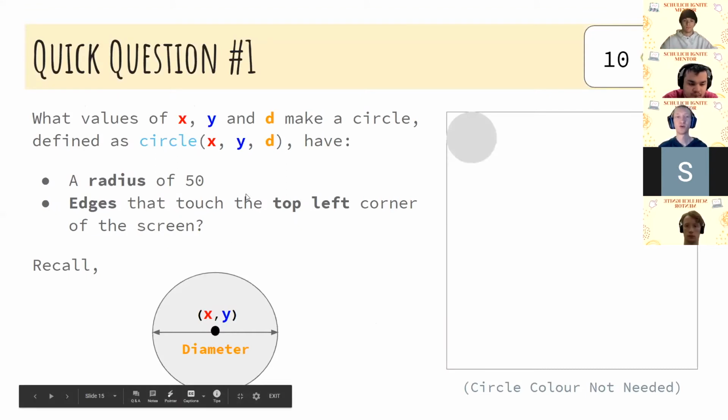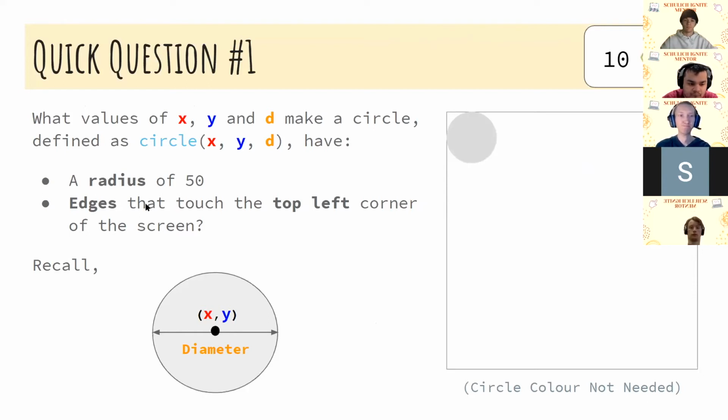All right, so now we've gone to our first quick question. A poll is going to come up in just a moment. And we're wondering what values of x and y and d are going to make a circle with a radius of 50, and we want the edges of it to be touching the top left-hand corner, as you can see on the picture on the right here. And there are 10 ignite points available here if you do get this question correct.